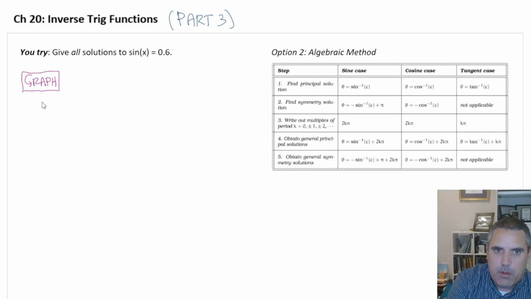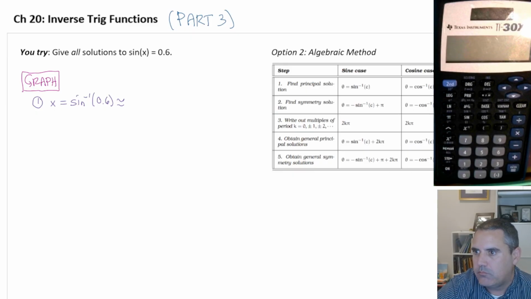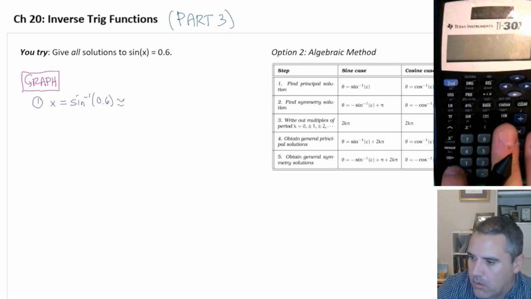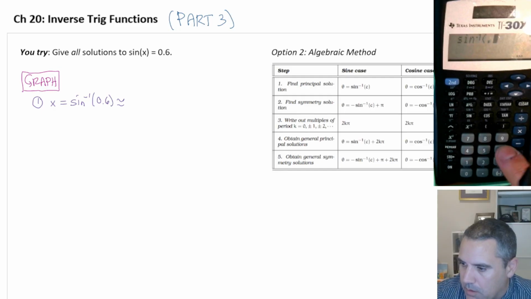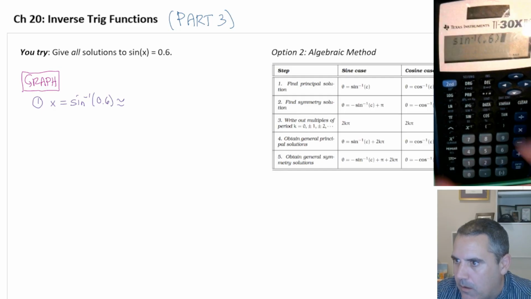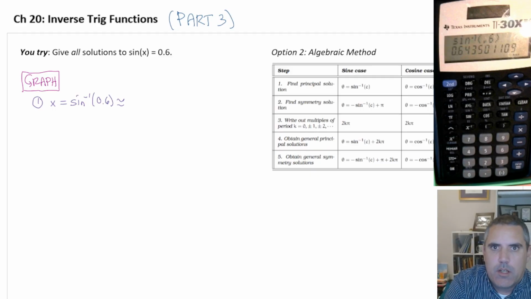But let's go. So remember, step 1, we find the principal solution. Our calculator tells us that. For this problem, I want everything in radians. Again, assume that unless otherwise stated. So we type that in our calculator. Let me grab my calculator, bring it in. So I'm in radians. I'm going to do inverse sine of 0.6. Success. 0.64.